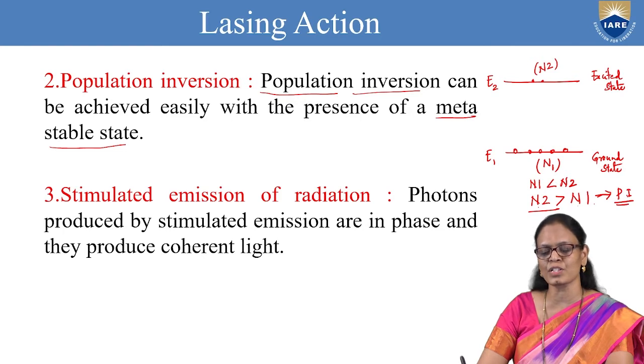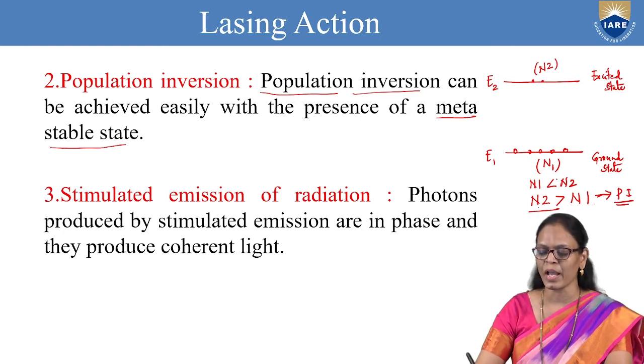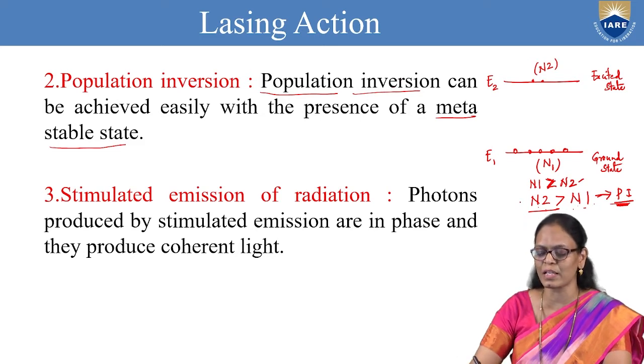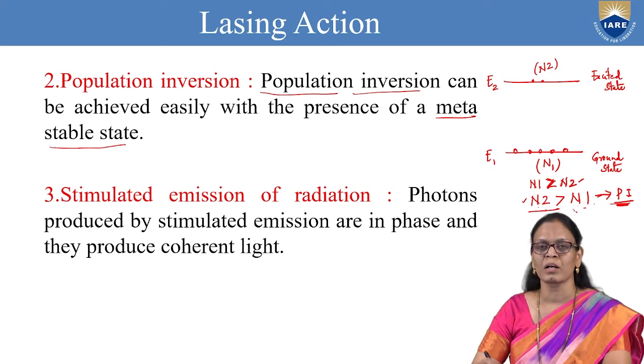Why are we calling it inversion? The general condition is N1 should be greater than N2. Now N2 greater than N1 means we are just reversing it. So we are calling it population inversion. So what we are seeing here in population inversion is that the number of atoms in the excited state is more than that in the ground state.